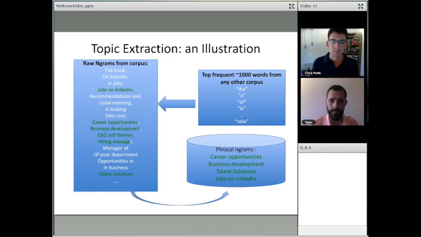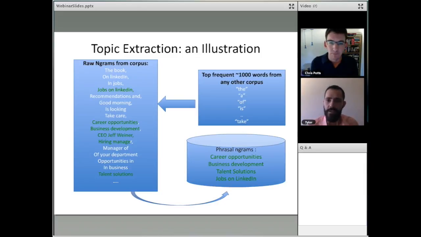So things like the book or on LinkedIn or in jobs are not topics. In contrast, things like jobs on LinkedIn, career opportunity, or business development is a topic. And so the phrasal n-grams that you are able to extract this way are then going to be interesting topics of which you can look more deeply and try to understand what is the general opinion of things like career opportunity, talent solutions.